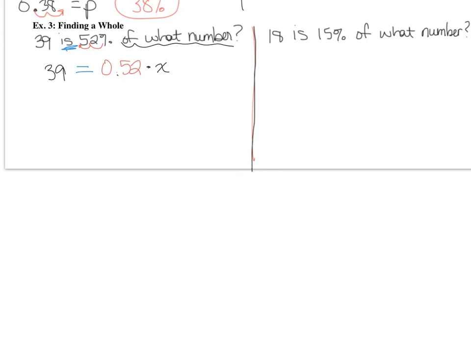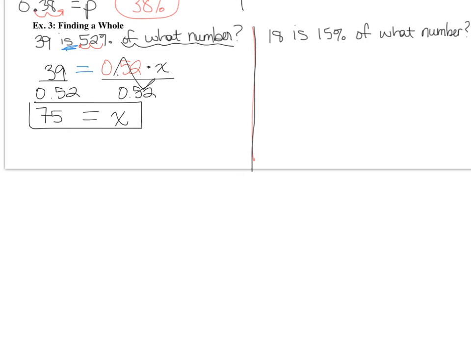This is a one-step equation. I'm going to divide both sides by 52 hundredths. Those one out. I'm left with x equals, if I type in 39 divided by 52 hundredths into my calculator, I would get 75. I'm not looking for a percent, so it's just 75. 39 is 52% of 75, and that would be my answer.